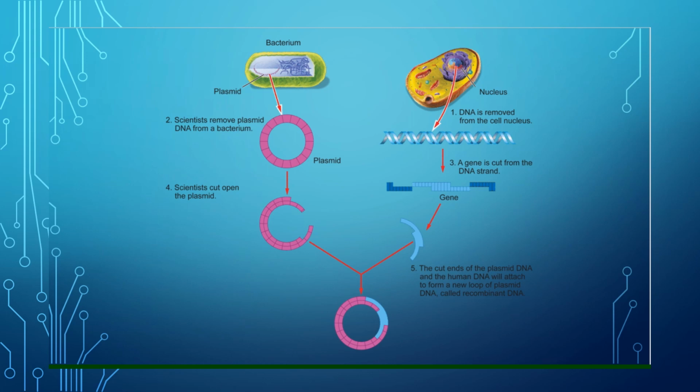So here's just another example of that. We've taken DNA from the bacteria and the nucleus of a eukaryotic cell, and now we can put together the plasmid DNA and the human DNA to do recombinant DNA.